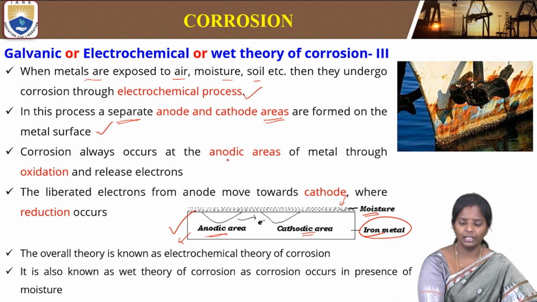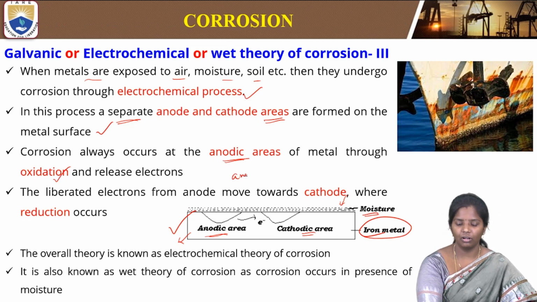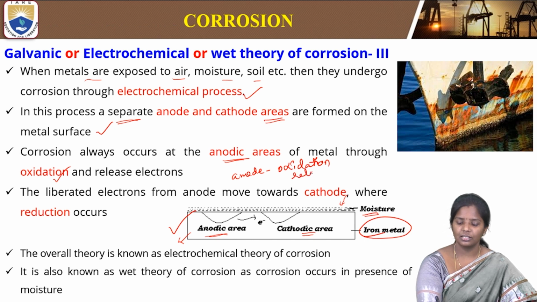Corrosion always occurs at anodic areas of the metal through oxidation and releases electrons. As we know, at the anode oxidation always takes place. When oxidation takes place, it releases electrons. So these liberated electrons from the anode will move to the cathode.